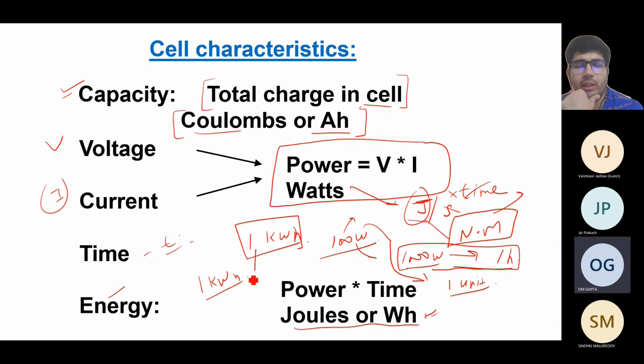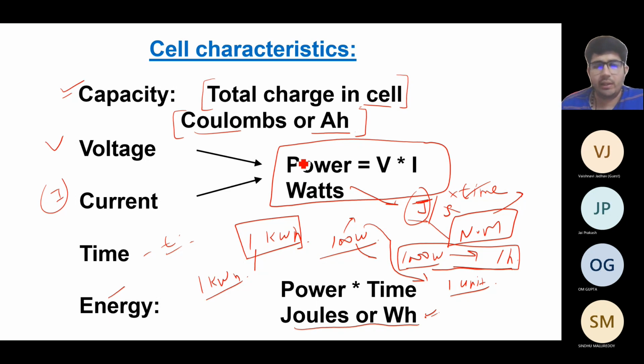Okay. So based on the electrical rating of the equipments, suppose in a house we are having refrigerators, lights, fans, cooler, AC. They all have their rated capacity, so based on that, our electrical meter is taking the readings.